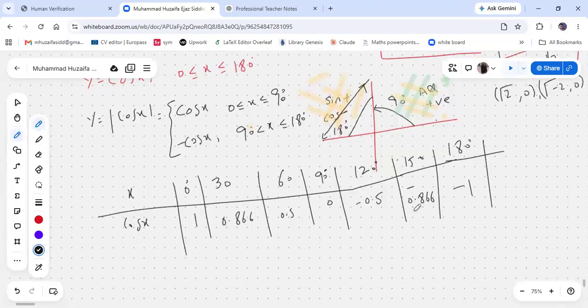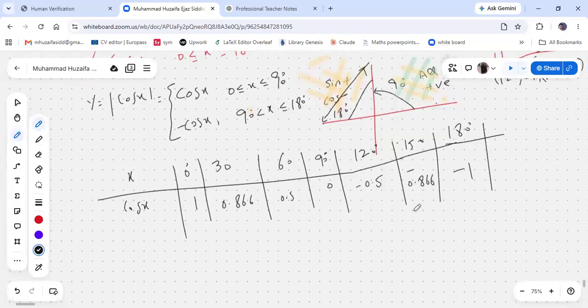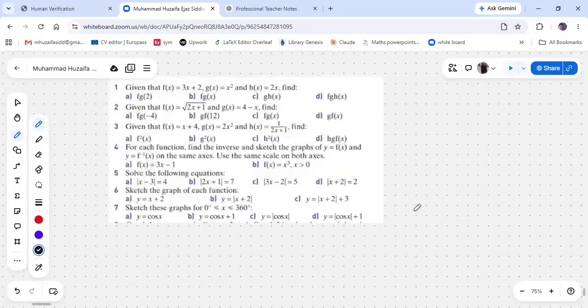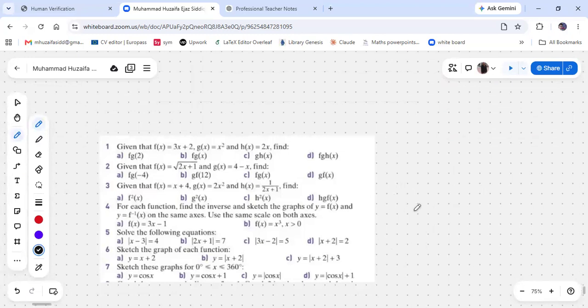Okay, then we are moving to our next exercise. So this is our exercise, basically exercise 1.2.